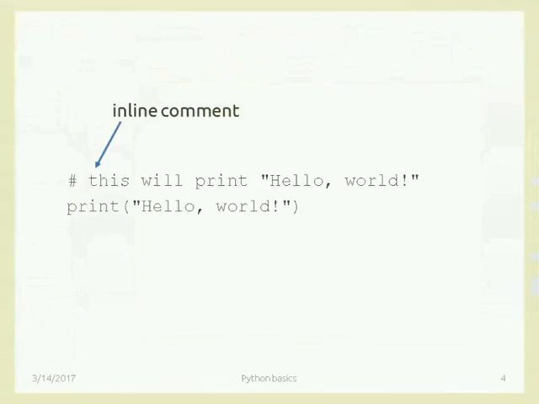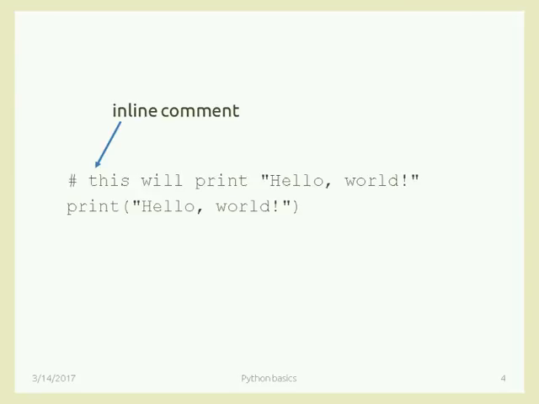So let's start to add something to this hello world. The first thing that we can add is a comment. In Python, inline comments start with a hash symbol, and you can put a comment in one line with this hash symbol. So in this case, I will comment my print hello world function with "this will print hello world".